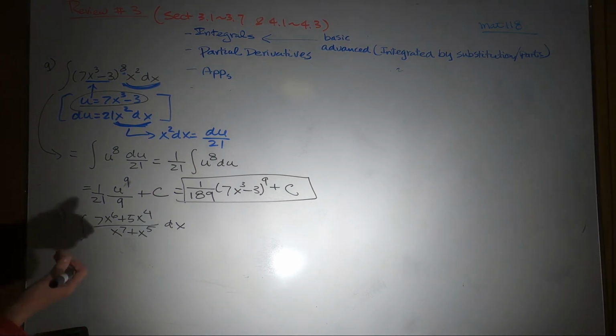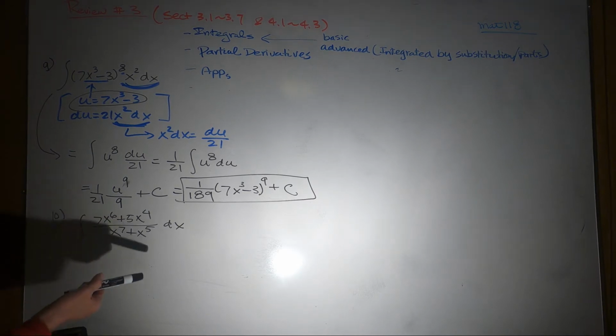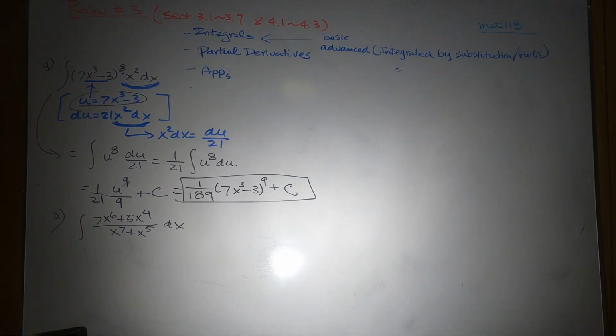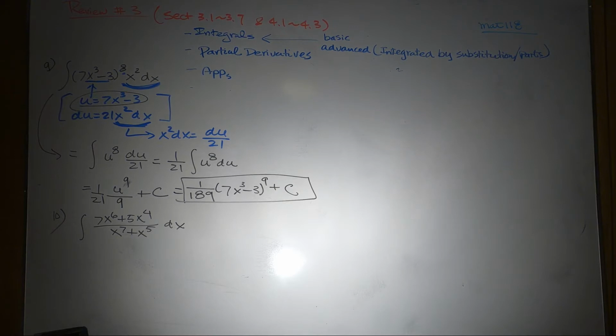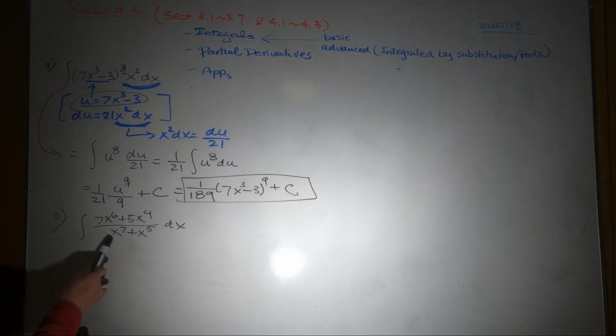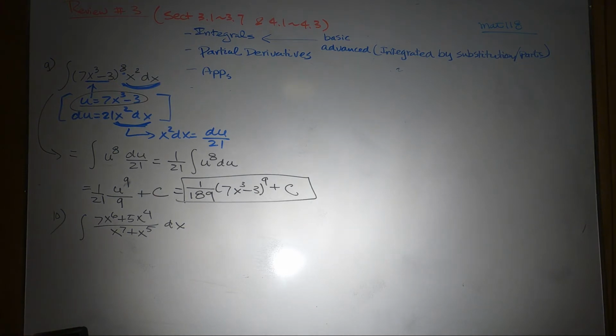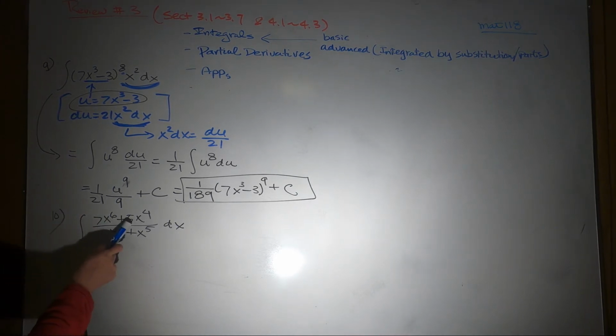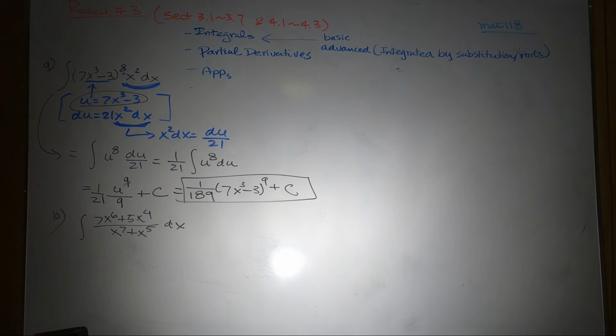Right? Then for this one, what do you think? Do some observation first. You have a quotient. We cannot integrate a quotient, right? But you can see if you take the bottom and take the derivative, it happens to be 7x to the 6th power plus 5x to the 4th power, right?